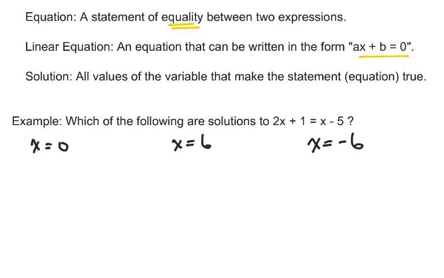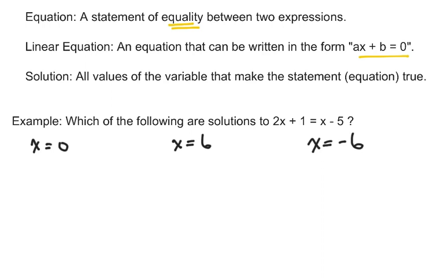So when it comes to an equation, there's basically two types of questions. The first question is: is it a solution? And the second question is, of course, find the solution. So first of all, let's start with the first one. Which of the following are solutions to the equation 2x plus 1 equals x minus 5? Now, if we're just going to find out if x equals 0 is a solution, all we have to do is plug it in and see if it makes it true.